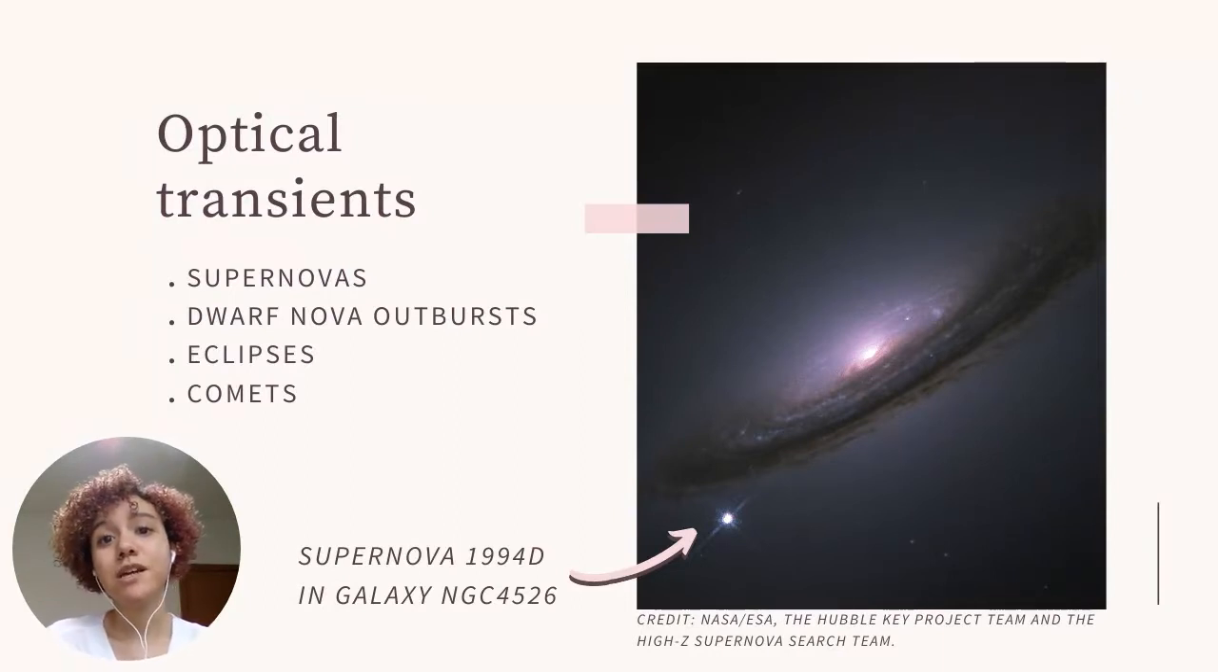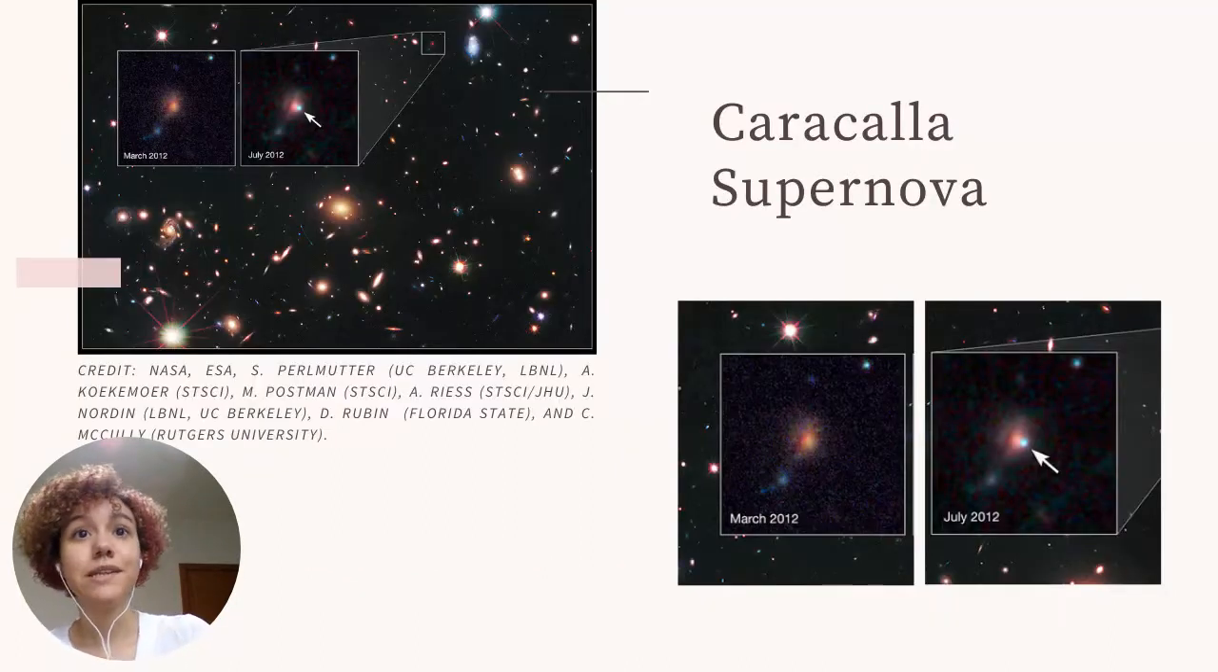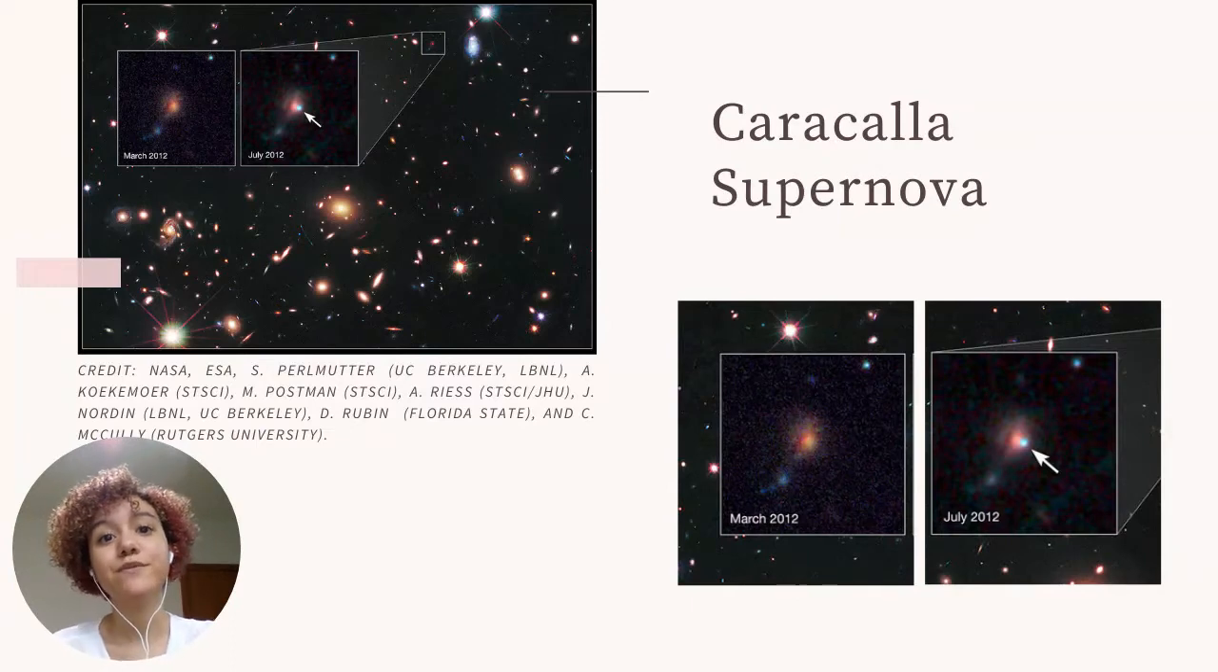In the image there's SN 1994D, and as you can see, supernovas can be as bright as their host galaxies. Another example is the Caracalla supernova. It is visible in the images on the lower right that in March it wasn't there, and in July suddenly there is a new bright object in the sky.